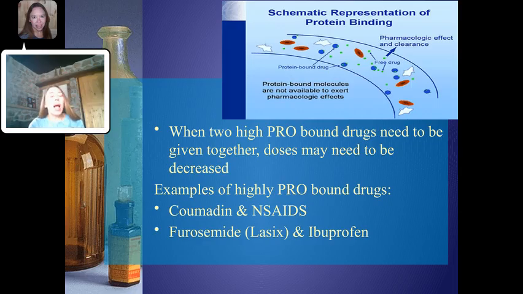Well, when two highly protein bound drugs do need to be given together, we need to recognize that the doses may need to be decreased. And of course, this is going to be the physician that is going to need to order it this way. So I do have some examples of highly protein bound drugs. Coumadin and NSAIDs, such as ibuprofen, like we've already talked about, or another combination could be furosemide, and the trade name is Lasix, combined with ibuprofen. And of course, remember, you have the drug guide. You can look this information up and you can see right in the drug guide what is the percentage of protein binding for each of these specific drugs.